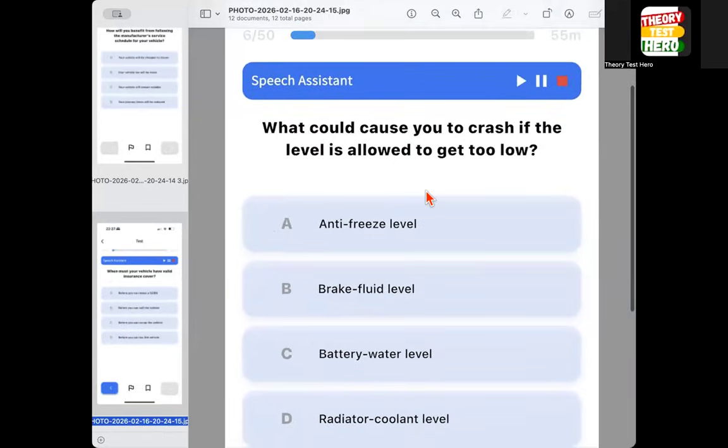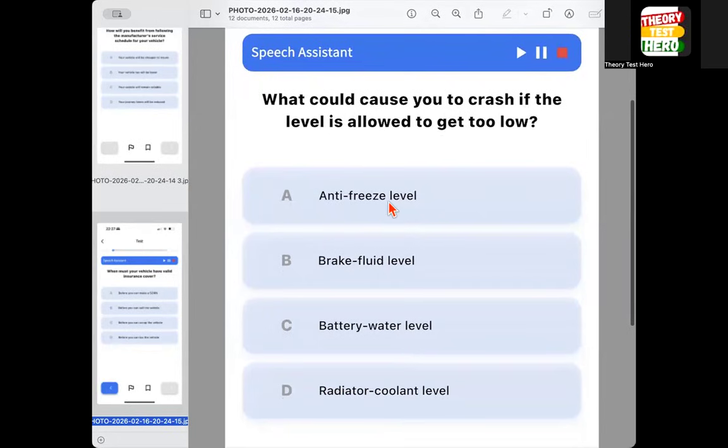What could cause you to crash if the level is allowed to get too low? Okay, lots of you are saying B. This is confusing you, yeah? This was confusing you. Okay. I'm going to unconfuse you right now. So when we're talking about all these liquids in your car, antifreeze is basically something that's going to stop your engine from freezing up when you're on a really cold day. That's not going to make you crash if it's too low. Okay, it's not going to make you crash.